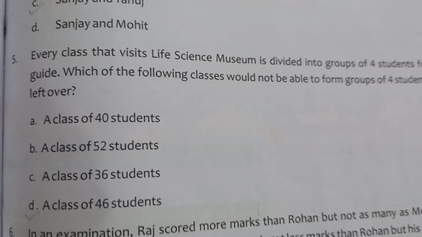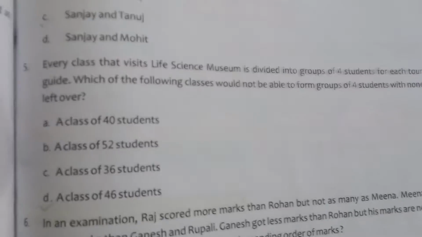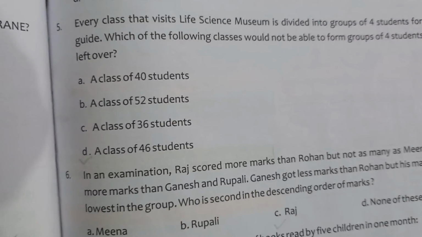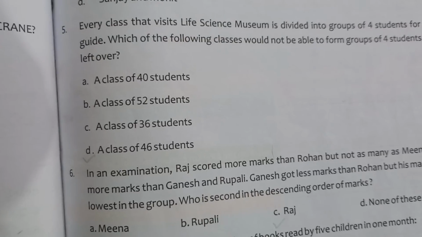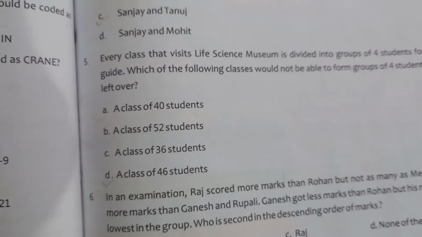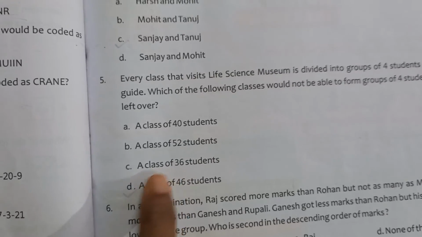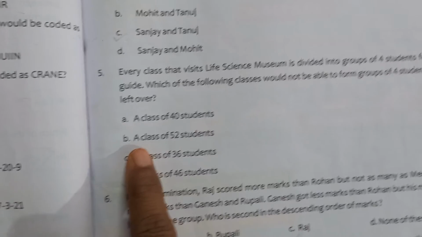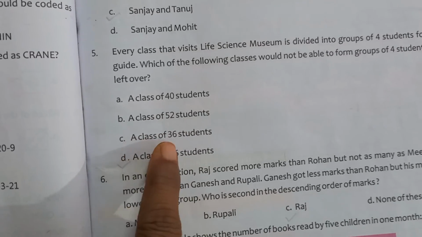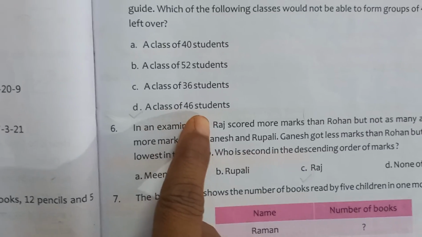Every class that visits the Life Science Museum is divided into groups of 4 students for each tour guide. Which of the following classes would not be able to form groups of 4 students with none left over? It means 4, 10, 12, 8. The class of 30 to 46 students can't make groups of 4 students.